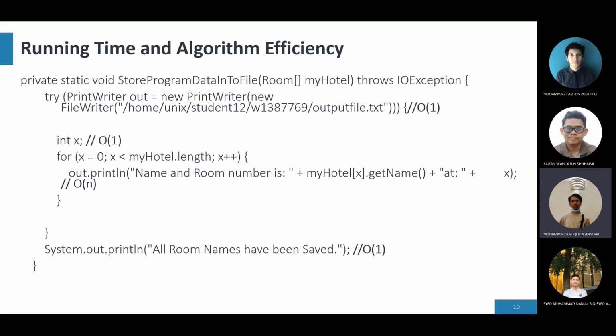Right. And we got this method from the internet. At the try PrintWriter, it shows that there is O(1), and the integer x will get O(1). In the for operation, it is O(n), and the System.out.println line is O(1).